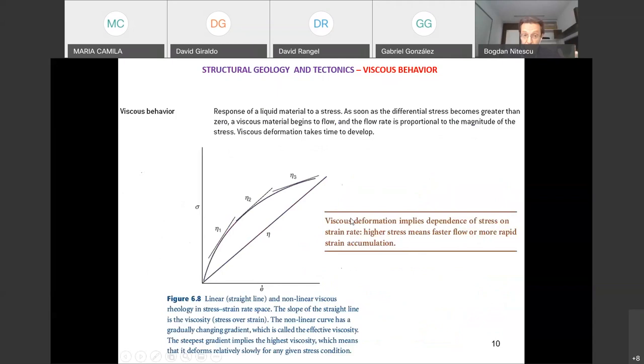So viscous behavior. I've shown you this strain versus strain rate, and this describes the viscous behavior ideally. But in general, as you can see, we can have an instantaneous viscosity. The nonlinear curve has a gradual change in gradient, which is called the effective viscosity. So that's the idea. Some materials behave like this, some will behave like this. So material scientists study these things.